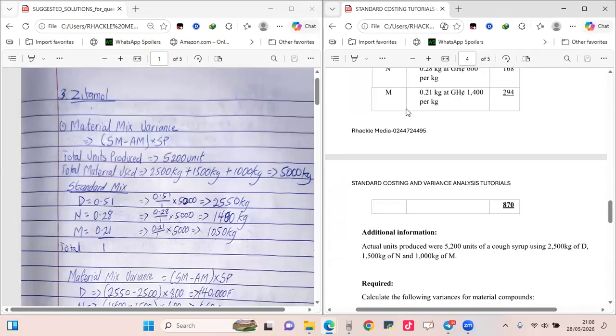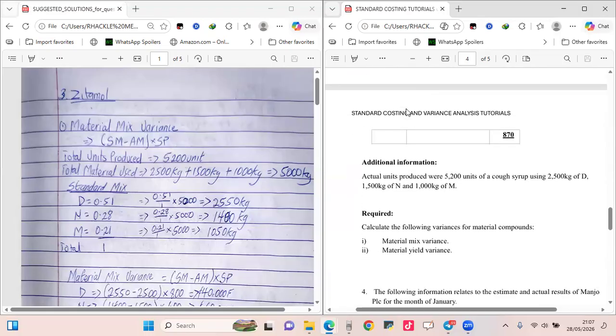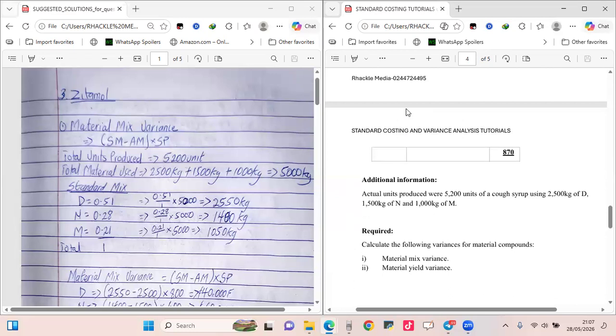Now, some additional information we're having here is that the actual units they produced were 5,200 units of the cough syrup, using 2,500 kilogram of D, 1,500 kilogram of N, and 1,000 kilogram of M. And we are told to calculate the material mix variance and the material yield variance.